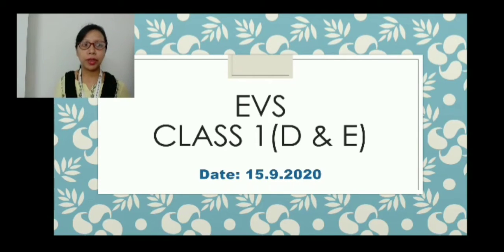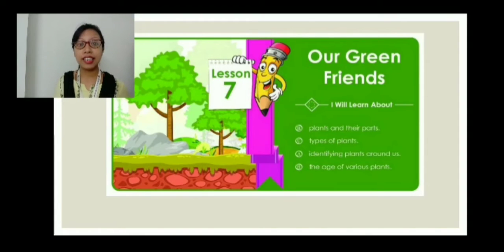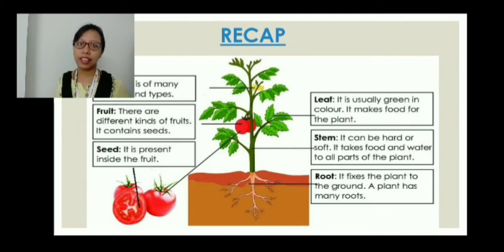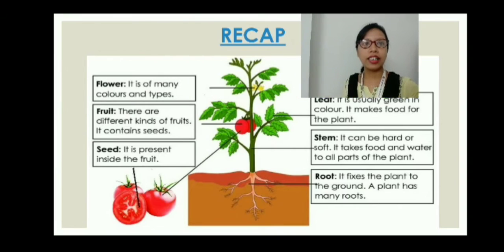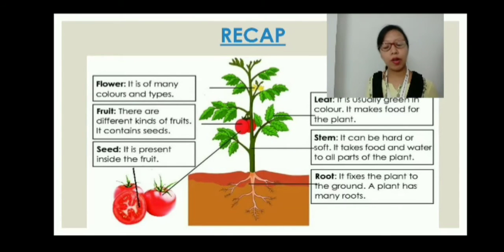So, did you remember which lesson we were doing? Yes, we were doing lesson number 7, Our Green Friends. So, we have almost discussed each of the topics. Now, let us do a quick recap of whatever we have learned or discussed in this lesson. Then we will be moving towards the other part.